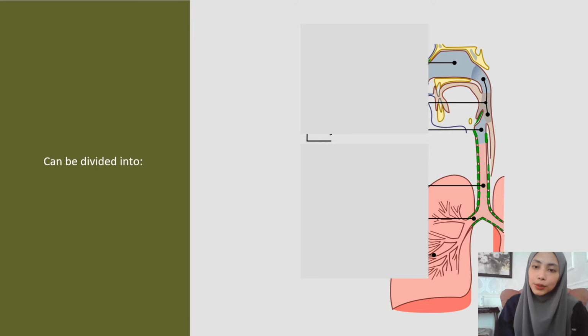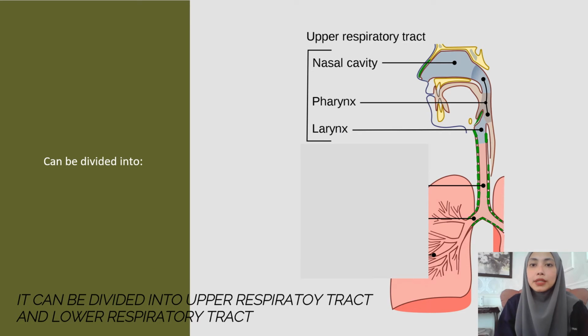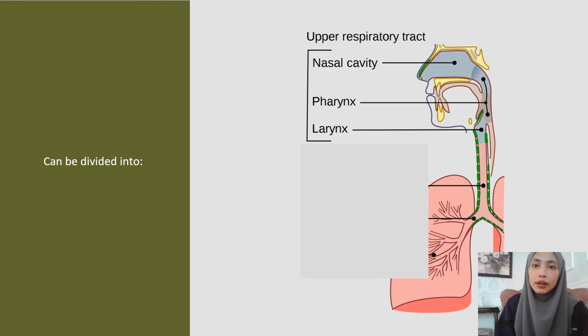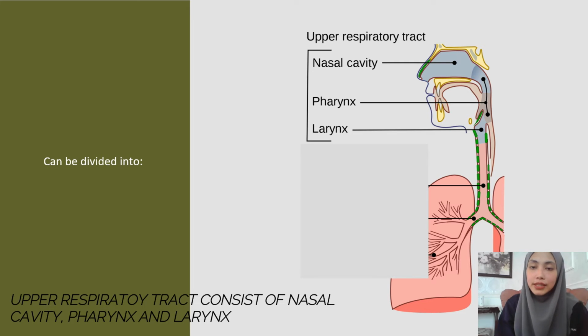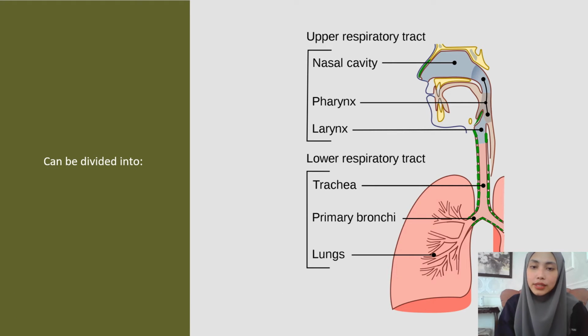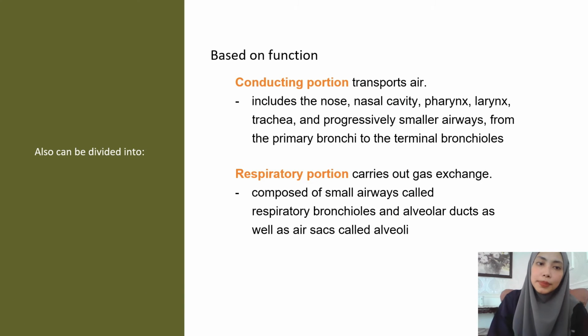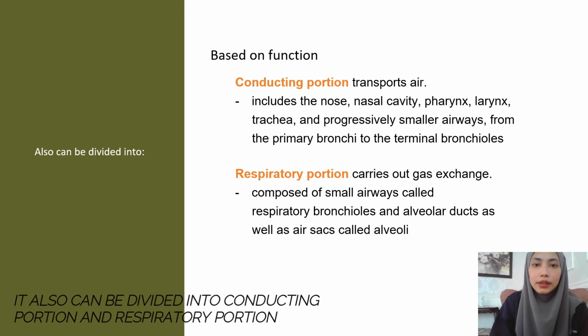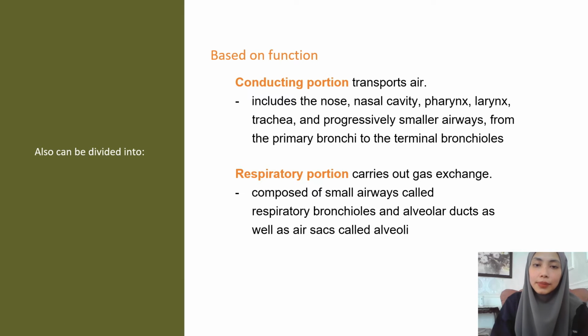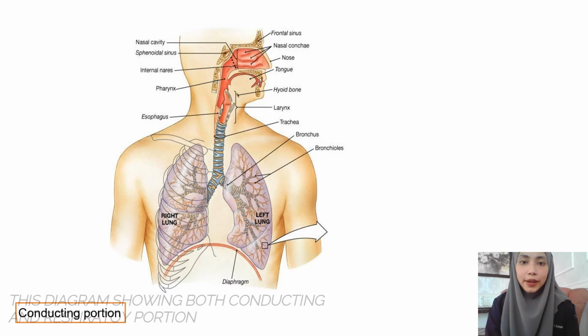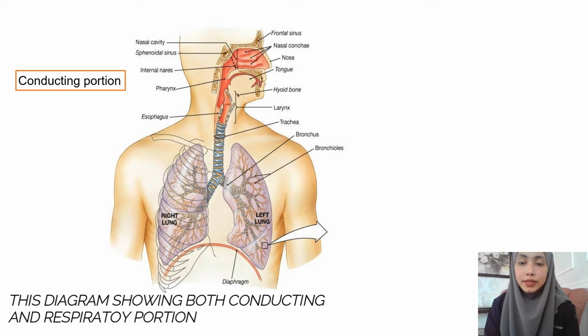It can be divided into upper respiratory tract and lower respiratory tract. The upper tract consists of the nasal cavity, pharynx and larynx, while the lower tract consists of the trachea, primary bronchi and lungs. It can also be divided into conducting portion and respiratory portion based on function. The conducting portion transports air, while the respiratory portion carries out gas exchange. This diagram shows both conducting and respiratory portions.